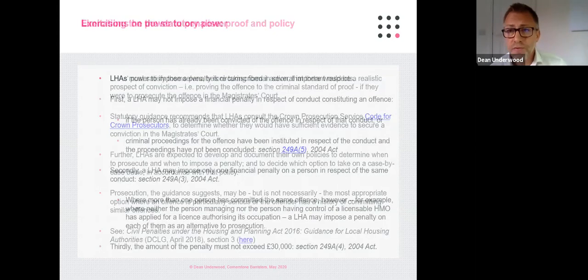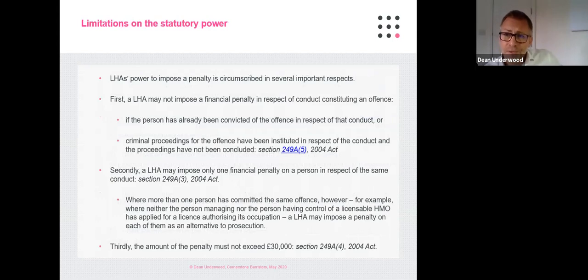There are, as you will see from this slide, some very significant limitations on the statutory power, and in three particular respects. So, first of all, a local housing authority may not impose a financial penalty in respect of conduct that amounts to an offence under the statute, one of the prescribed offences, if either A, that person has already been convicted of the offence in respect of that conduct, or if indeed criminal proceedings for the offence have been instituted in respect of that conduct and the proceedings have not been concluded.